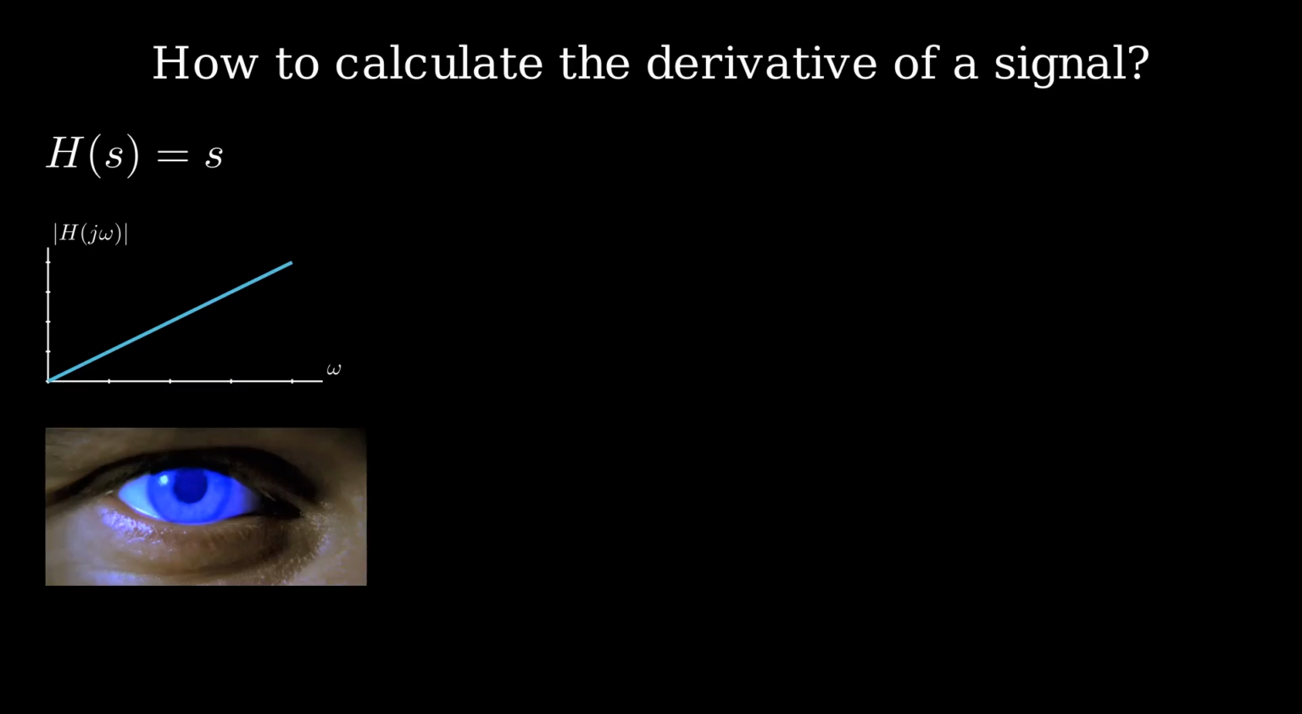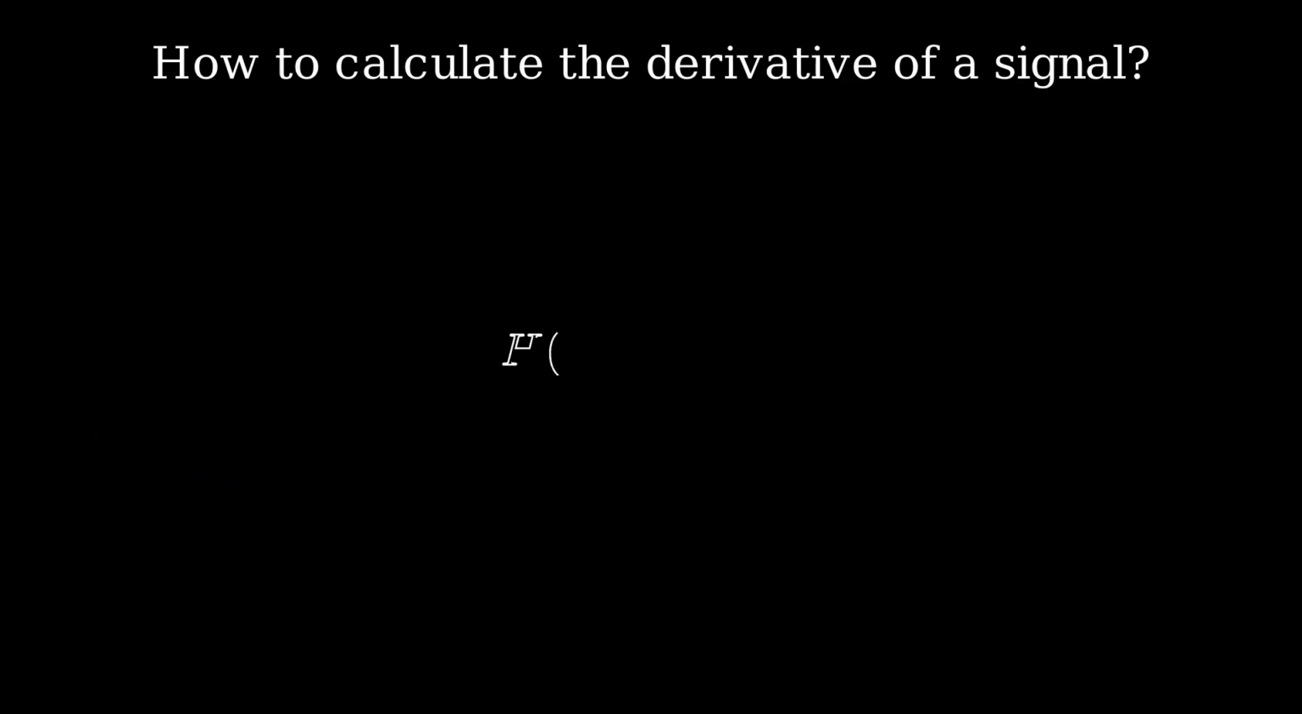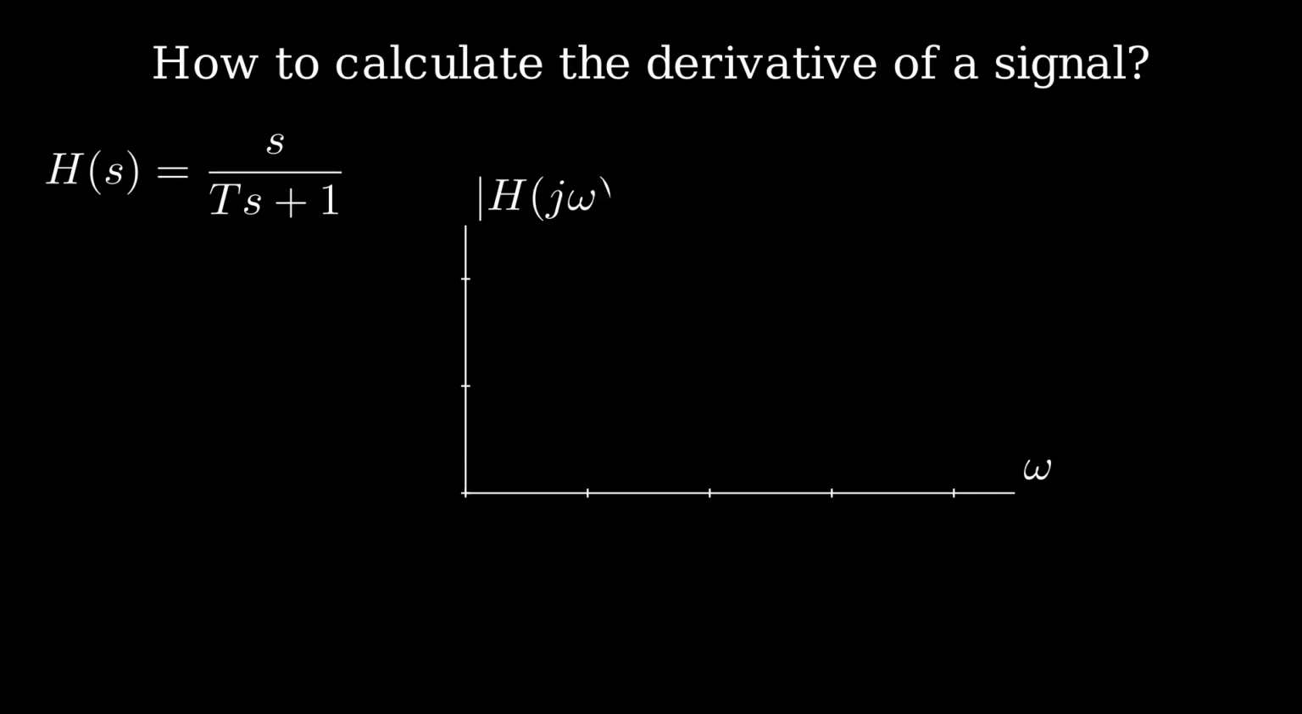So how can we transform it into a causal system? Quite simply, we need to stop the gain from rising with frequency at some point. We can achieve this by introducing a pole into the system. Let's see what the frequency response of the system looks like. The gain rises with frequency, but only up to a certain point, which makes it a causal system.